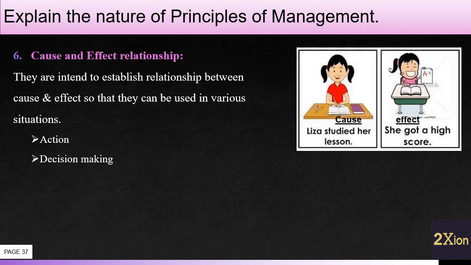Principle of management is based on cause and effect relationship. They are intended to establish relationship between cause and effect so that they can be used in various situations, such as action or what has happened and decision making. Just like how we find reasons for why a student did not perform, दुनिया में सब कुछ जो भी कुछ होता है उसके पीछे कारण होता है. In the same way, organization also, when they face a problem, they try to find out what is the reason behind it.